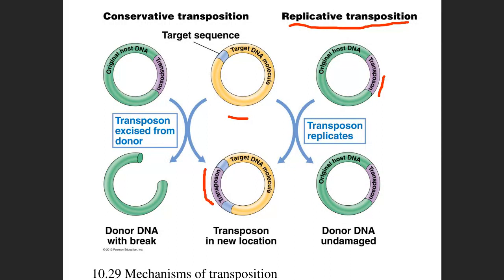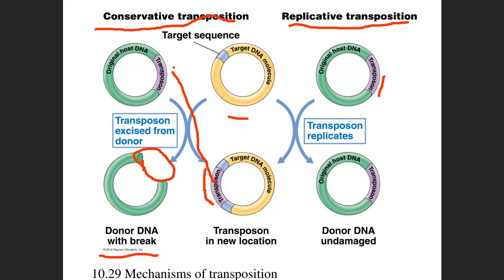But in contrast, you have what's called conservative transposition, or non-replicative transposition. What happens is that the transposon actually goes from the donor to the recipient, leaving the donor with a double-stranded break gap. Now this plasmid can no longer be replicated, and then it's lost.